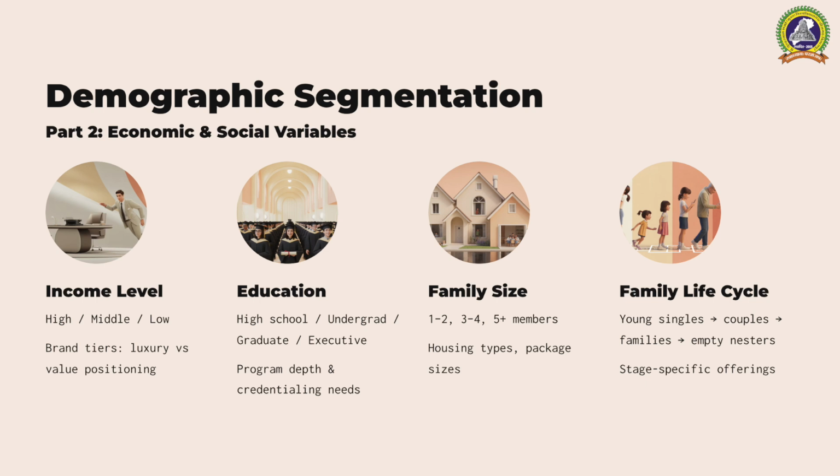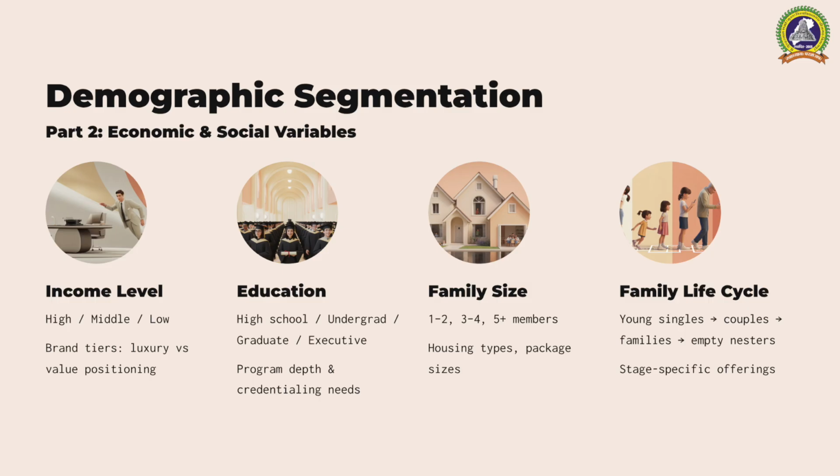Finally, all of these variables can be combined into the family life cycle. This describes the phases of an individual's development. For example, brands like Swiggy and Netflix focus on convenience and entertainment for young singles.